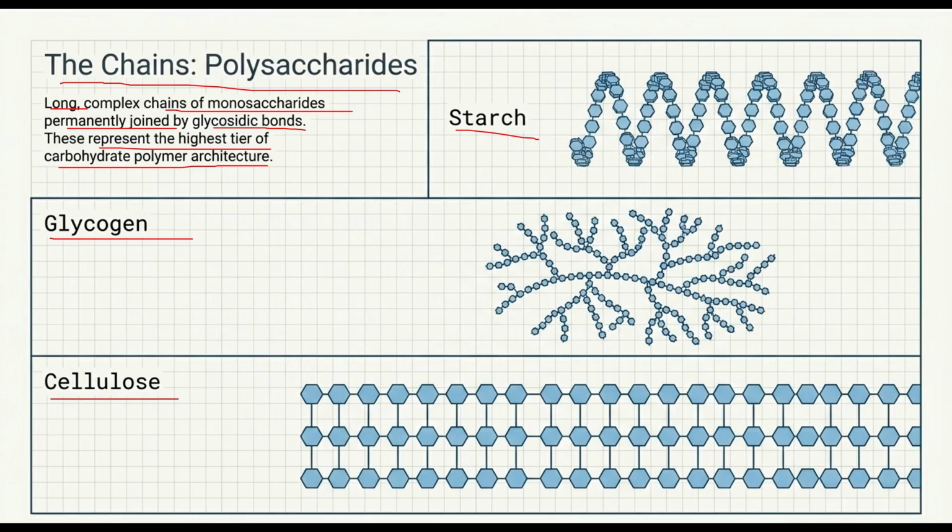We have examples like glycogen, which stores energy in animals, and cellulose, which forms plant cell walls. So cellulose is the one that forms the plant cell wall, right? And we have glycogen, which stores energy in animals, right? So it is the energy storage. And this is the cell wall. Okay. And these molecules represent the highest level of carbohydrate organization.